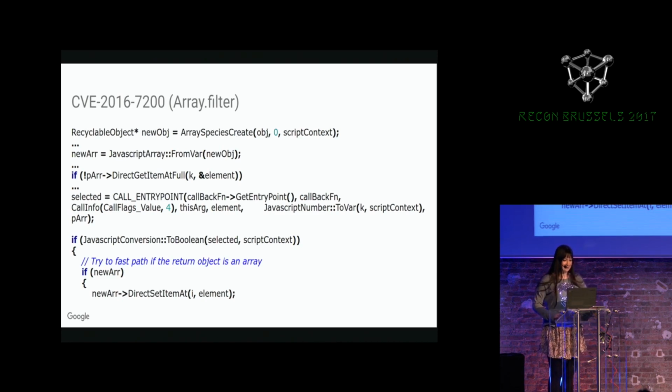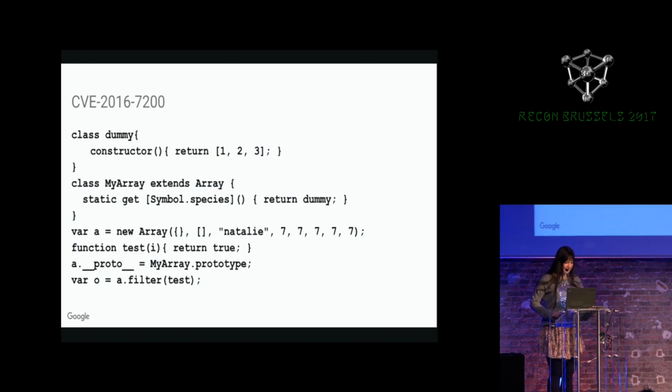And the mistake here is that the developer assumed that when you're creating the new array, it would be an object array, because that's what by default the constructor does, but you can override it, and then that will cause type confusion. And here's what this looks like in JavaScript. Starting at the bottom, you create the array, and then you redefine in the middle the species, and that's what returns dummy, which is the constructor that actually makes your array.